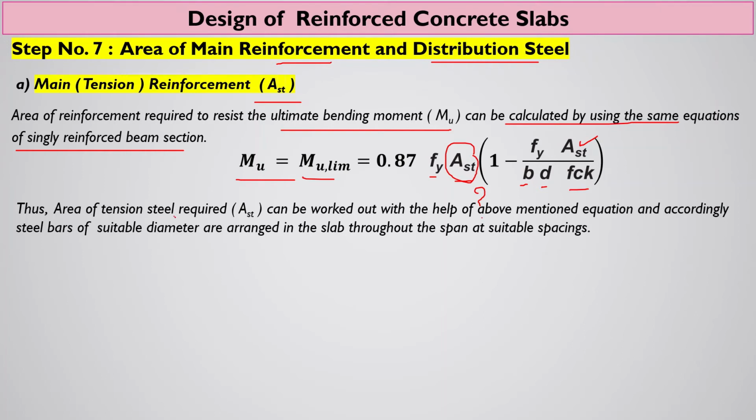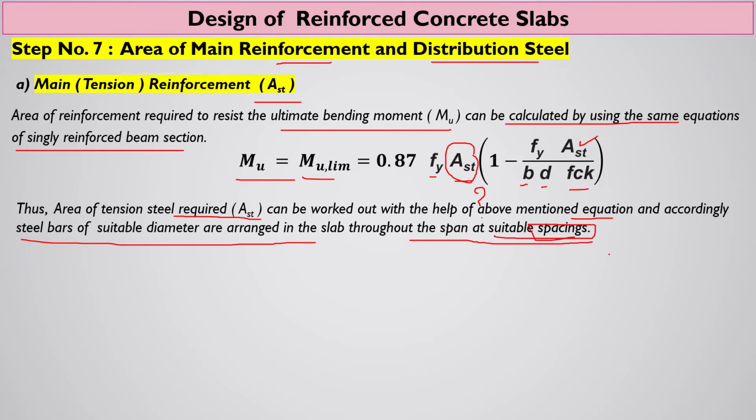So the area of tension steel required can be worked out with the help of the above mentioned equation, as already discussed, and accordingly steel bars of suitable diameter are arranged in the slab throughout the span at a suitable spacing. Now here, in case of a beam, we were assuming a diameter of a bar, and later on we work out how many bars are required. But in case of a slab, we are not calculating the number of bars, but we decide or arrange steel by taking the spacing into picture.